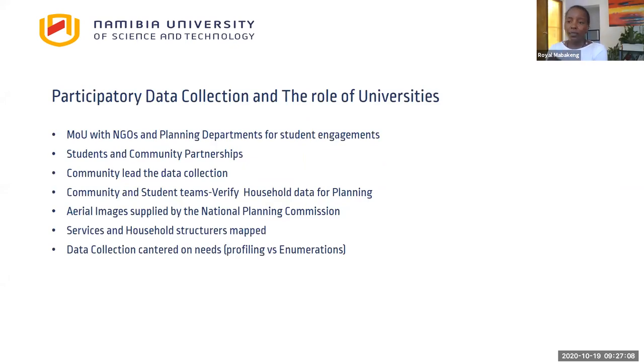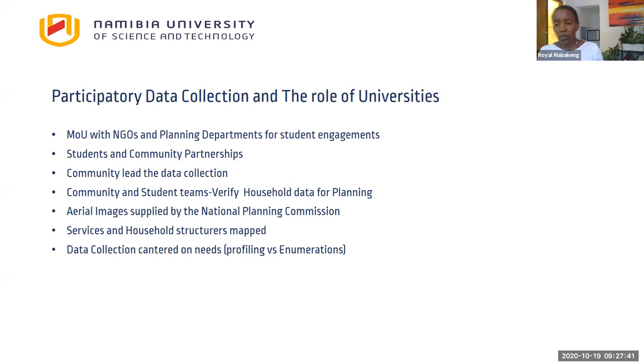The entry point for the university was to first have a memorandum of understanding with the NGO, which is the Namibia Housing Action Group, an affiliate of Slum Dwellers International, and also the planning department that could encourage and promote students' engagement. This led to students and communities forming partnerships where, if there are specific activities taking place in informal settlements around data collection, students through the different courses also engage with community members.